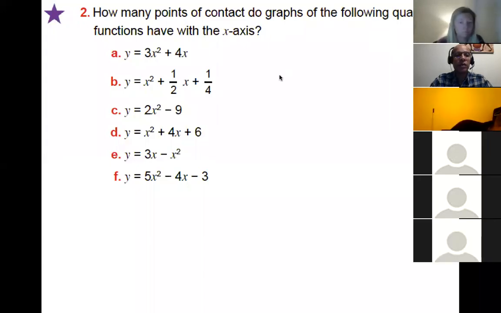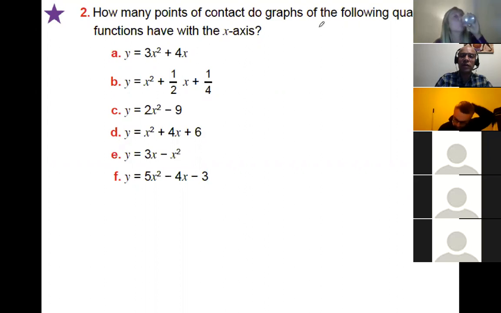Okay, so if you're asked how many points of contact your graph would have with the x-axis, basically what you're asked to find is the value of your discriminant. And we said that the formula for the discriminant is b squared minus 4ac. So that's what we need to calculate, knowing that we've got ax squared plus bx plus c.